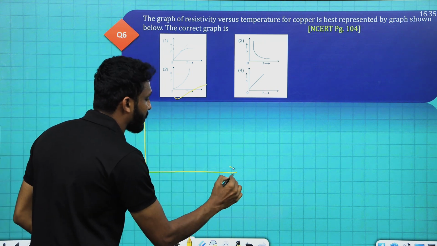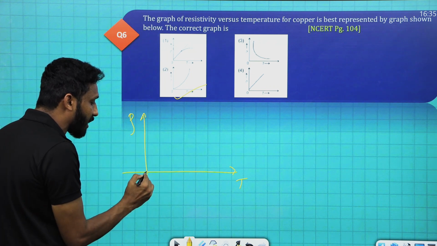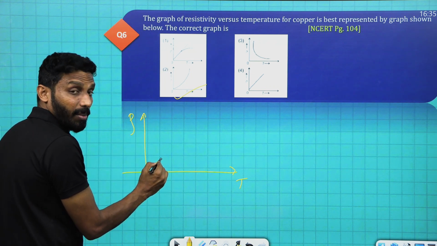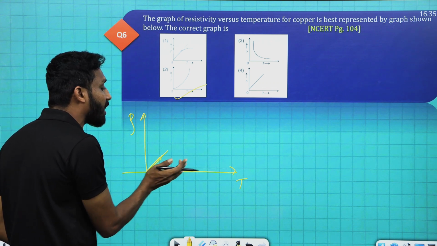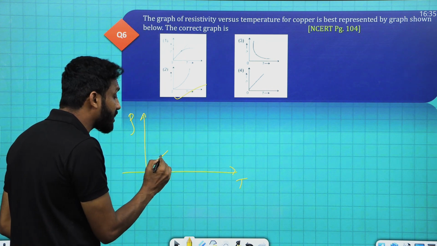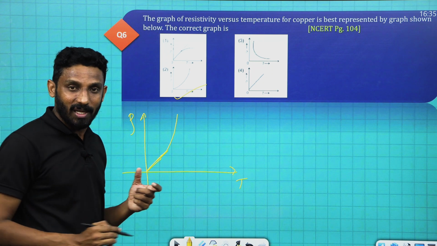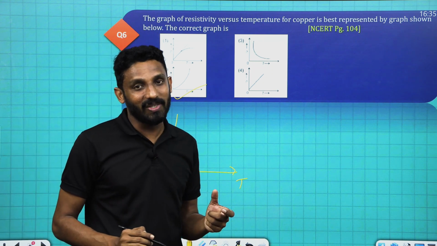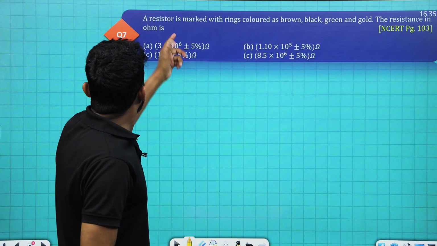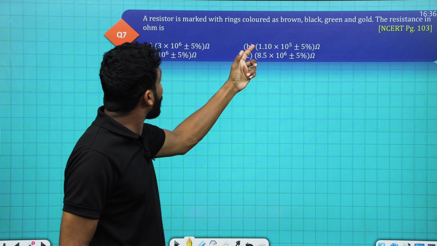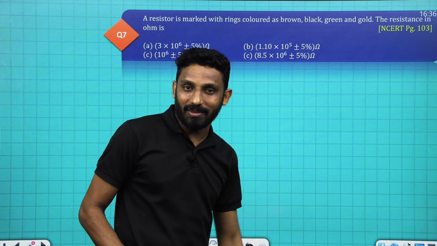See, this is temperature and this is resistivity. Initially as temperature increases, resistivity also increases. But this rate is not constant, the slope is not constant. Later, as temperature is in the greater range, resistivity increases more in that way. This is the variation we studied. The next question is, a resistor is marked with rings colored as brown, black, green and gold.